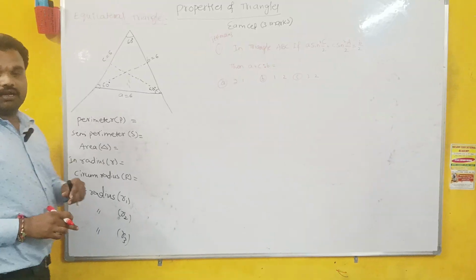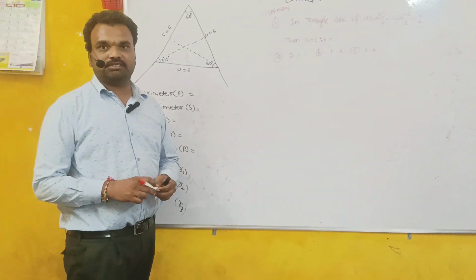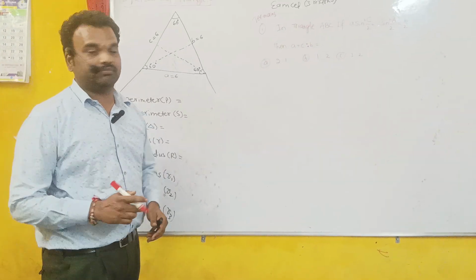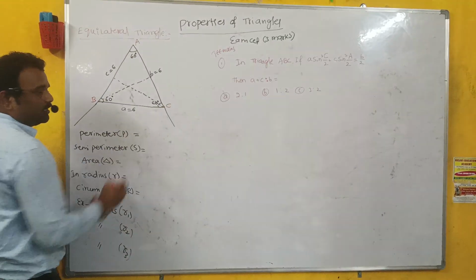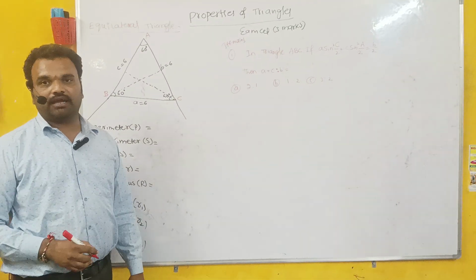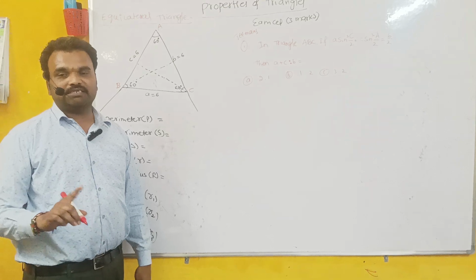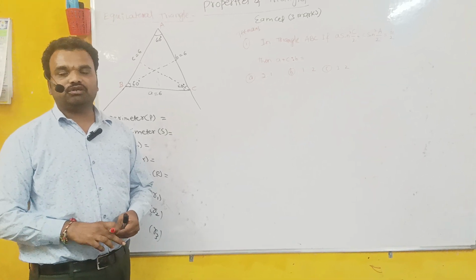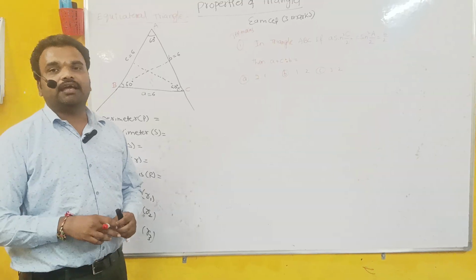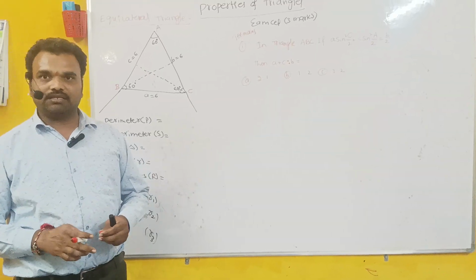Like the equilateral triangle. Equilateral triangle means all sides must be equal and all angles should be the same. Let us consider A, B and C. This is the equilateral triangle. All angles should be the same because A plus B plus C is equal to 180 degrees. If the angles are the same, then the sides should also be the same.